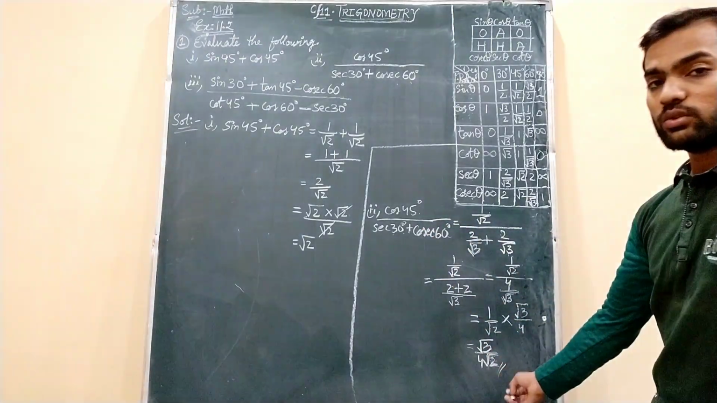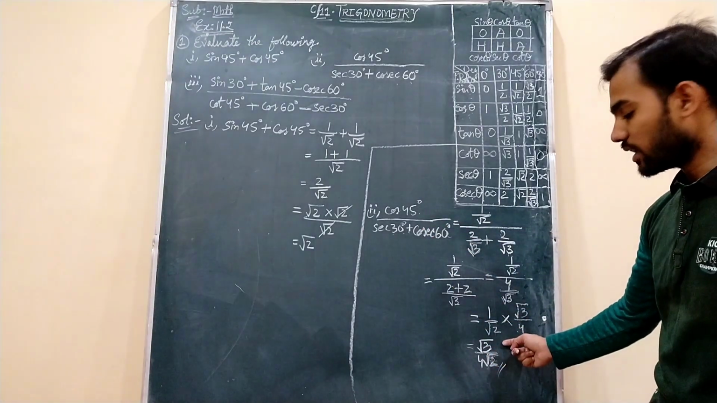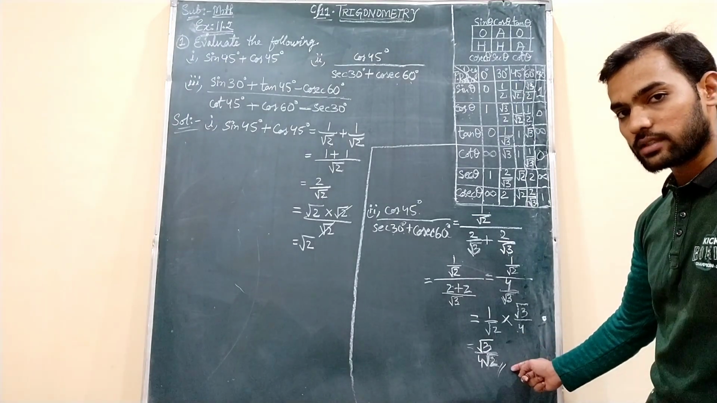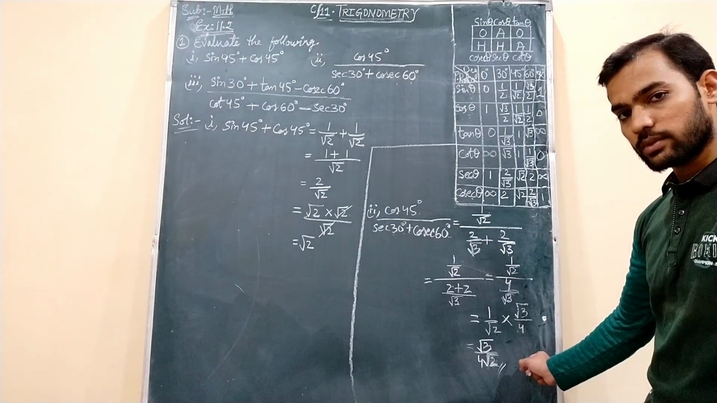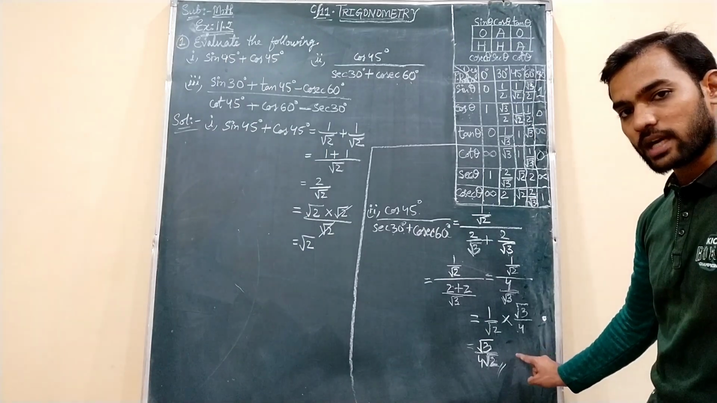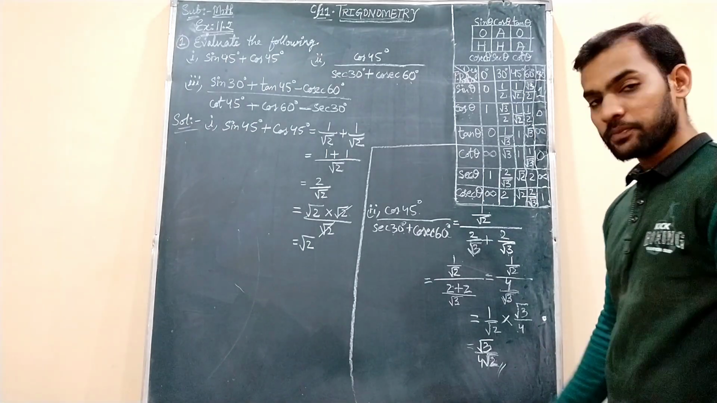Here no need to change anything because here we got irrational number in numerator as well as in denominator. So this is our textbook answer. We will keep it as it is. This is root 3 by 4 root 2 is our answer. Copy down this one.